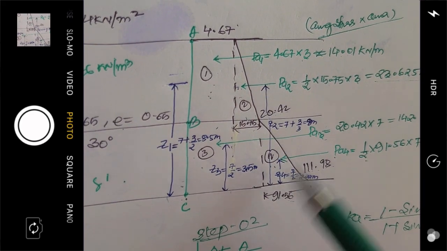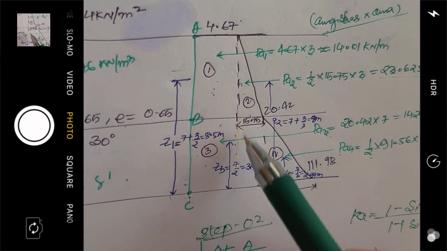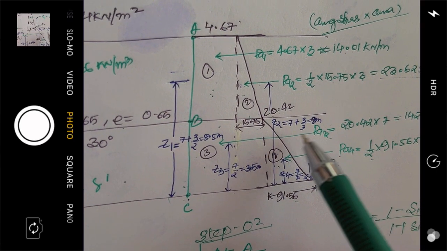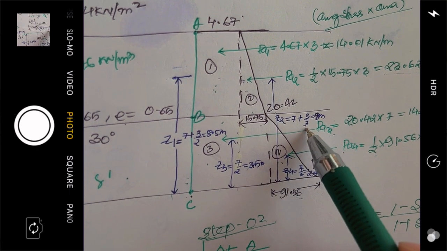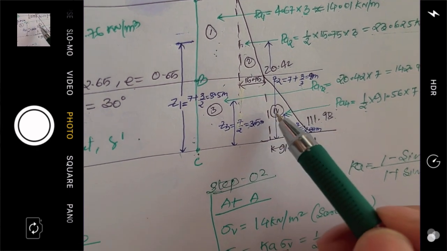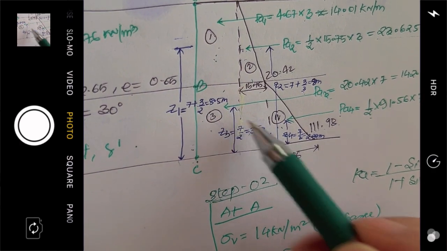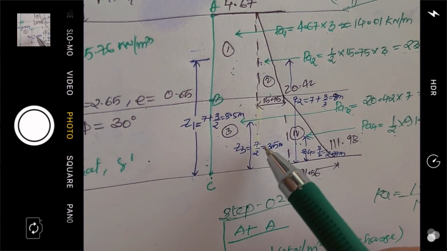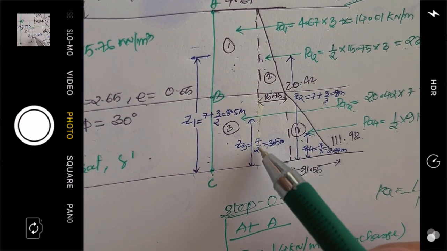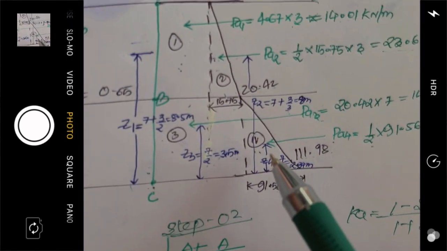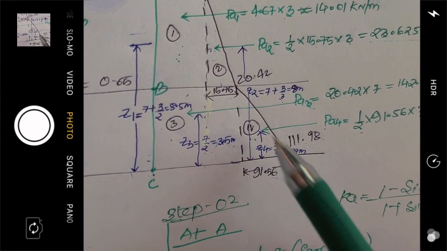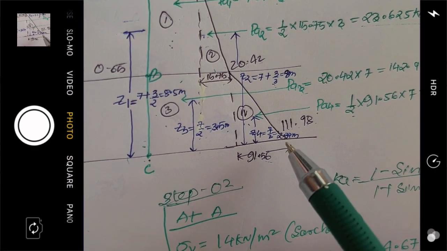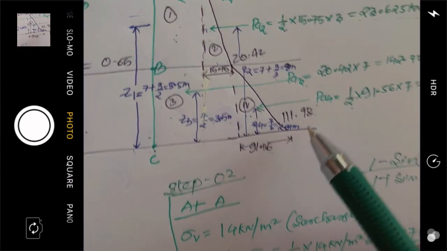H2 or Z2 is this section. But it's a triangle, so it will act at h by 3. 7 plus 3 divided by 3 is 8 meter. Similarly for this figure 3, this is my rectangle again, so it will act at h by 2. Our h is 7 and divided by 2 is 3.5. Figure 4, Z4 is going to be, it's a triangle, h by 3. 7 divided by 3 is equal to 2.34 meter.